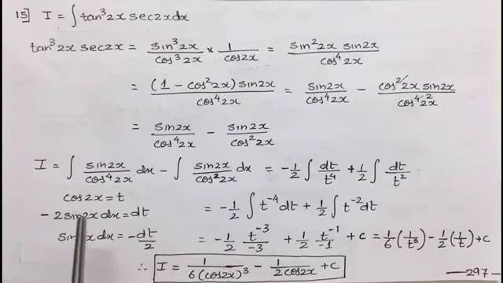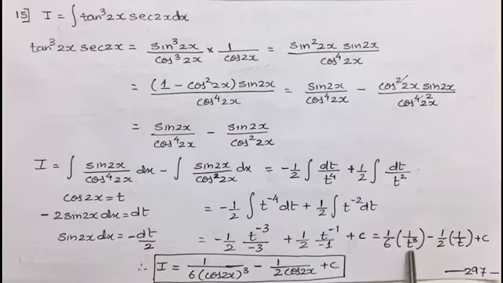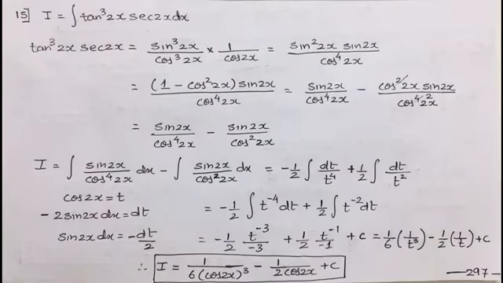Now t is taken up as cos 2x. So keeping the value of t as cos 2x, we get 1 upon 6 cos cube 2x minus 1 upon 2 cos 2x plus c. Now we can express 1 upon cos 2x as sec 2x also, and can finalize the answer in terms of sec 2x.